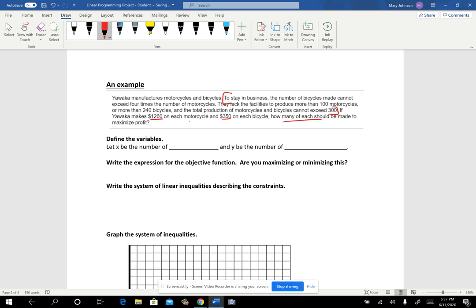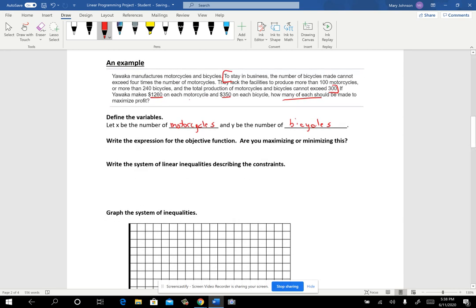And that pretty much tells you what you should let your variable stand for. Okay. So we might just say they manufacture motorcycles and bicycles. Let X be the number of motorcycles, say. And let's let Y be the number of bicycles.